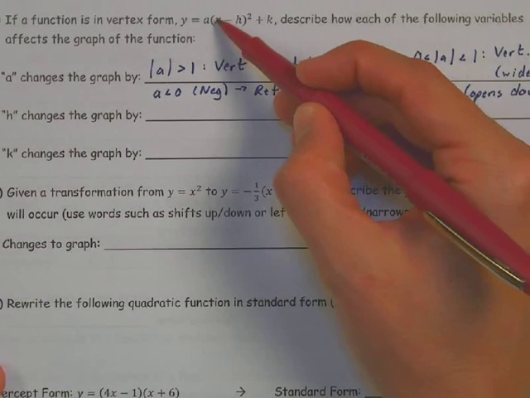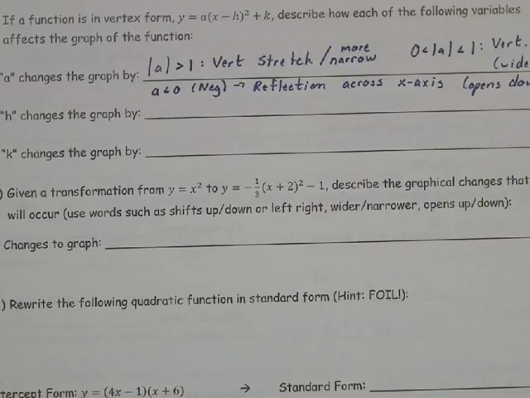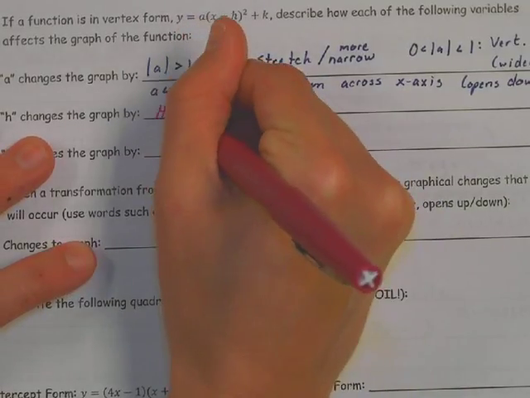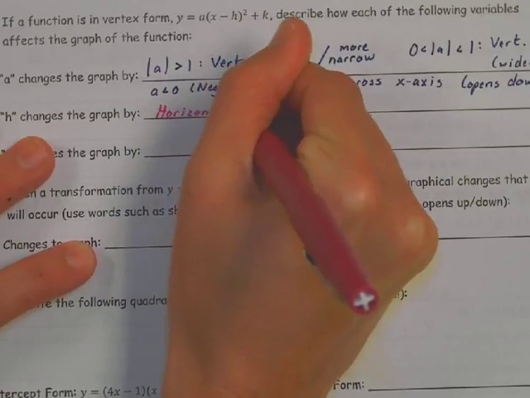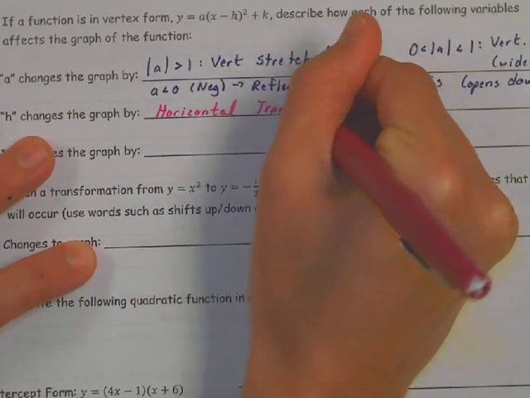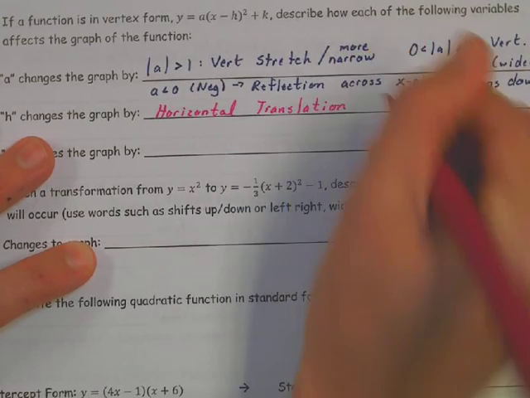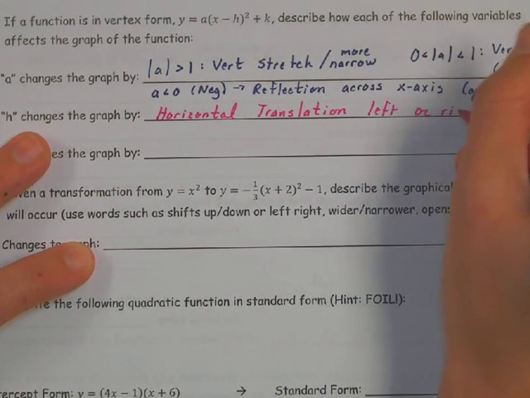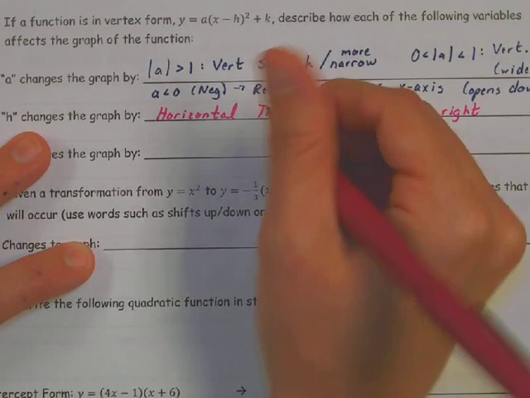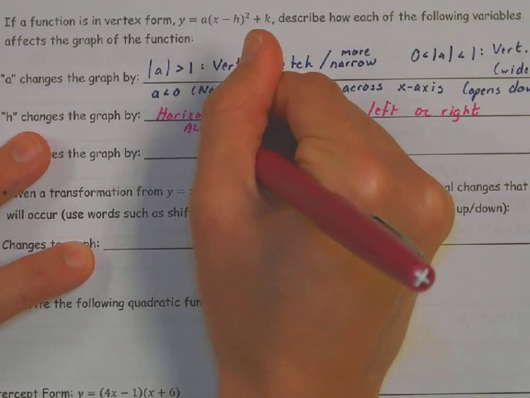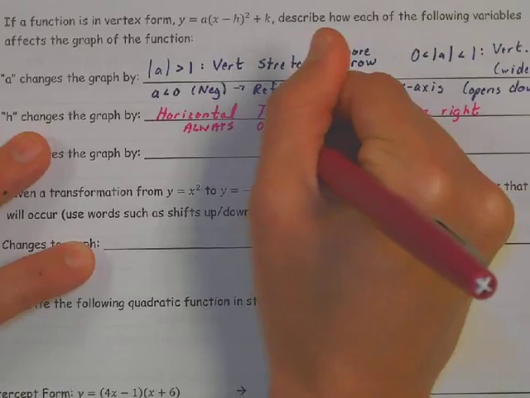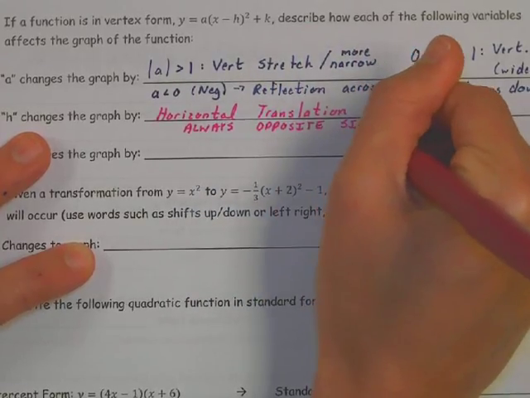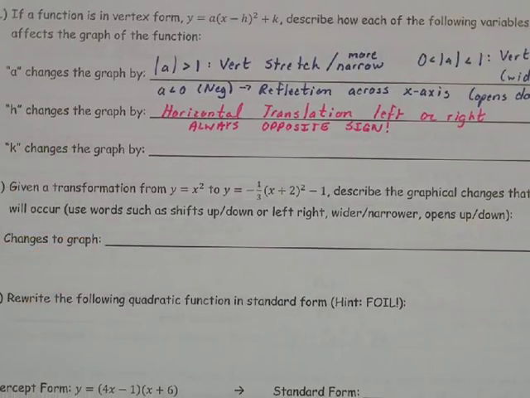So how does H change the graph? These should be fairly straightforward. Remember, H is responsible for the horizontal translation, or shift. I think I've used the word shift a lot more than translation. That's going to be left or right. It's always the opposite sign. Remember, anything inside lies to you. So if you see a minus, it actually moves it to the right. If you see a plus, it actually moves it to the left.